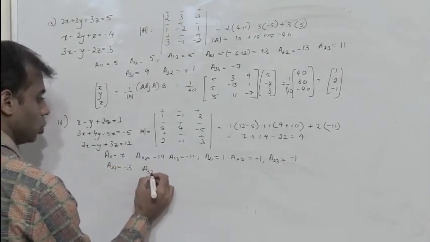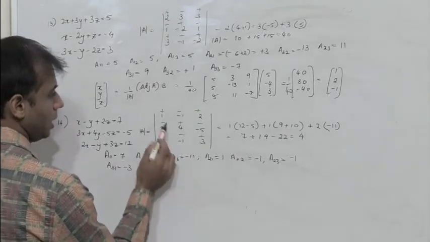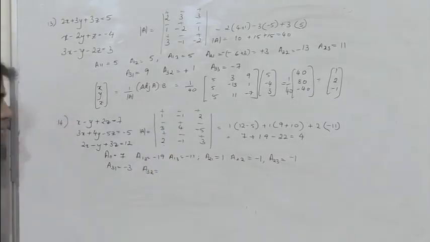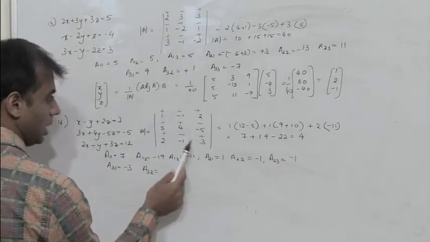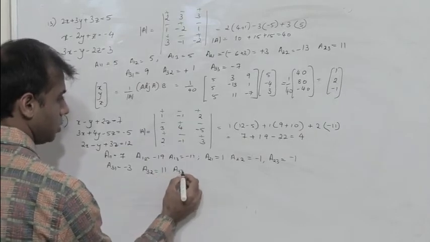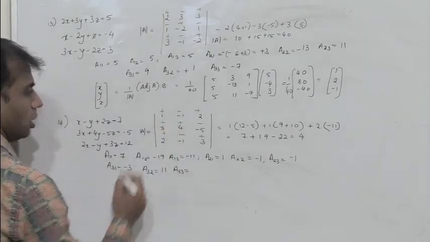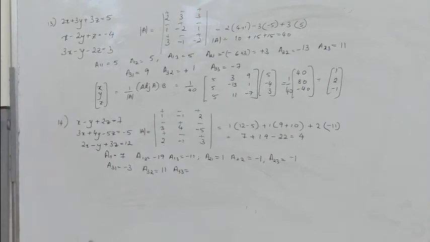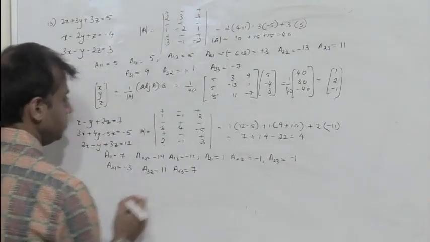Next, A32 is minus 5 minus 6. So minus 5 minus 6 is minus 11. Of course, with a negative sign here, so we get plus 11. Next, A33 is 4 plus 3, which is 7. So we get 7 here.